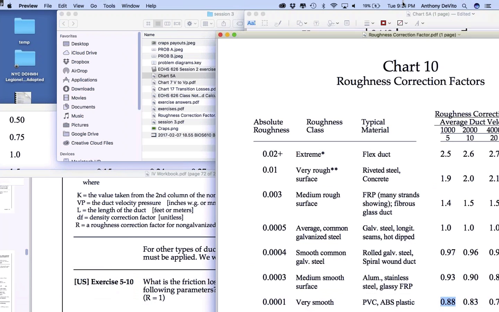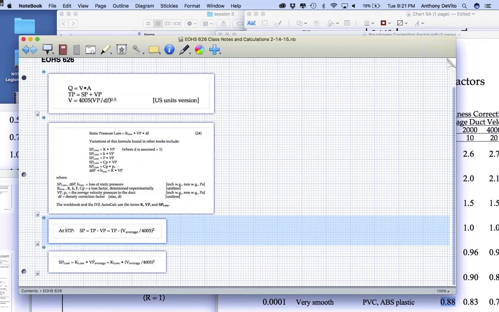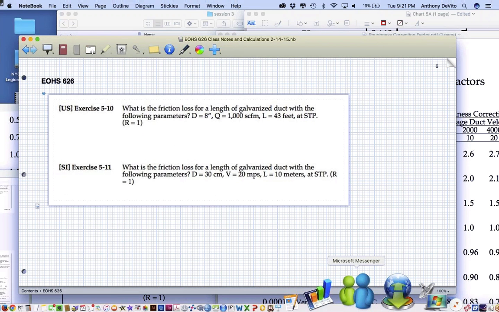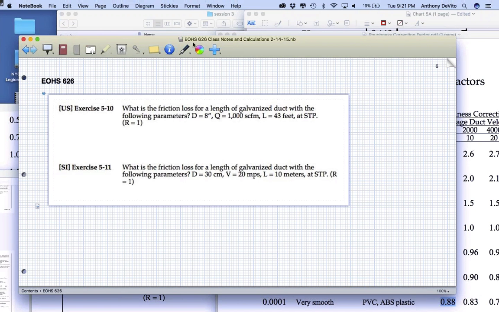Okay, so now, where's my notebook? There it is. Okay. So the problem we just worked on was the friction loss, galvanized. This is the one right here, right? So what is our static pressure loss? It's going to be equal to K times R times velocity pressure times, you don't have to be in this order, the length of the ductwork times the density correction factor, which is going to be 1. They told us the roughness factor is 1. In galvanized, we would assume that anyway. So the K was 0.03 times the velocity pressure, 0.48, times the length of the ductwork, which is 43 feet.